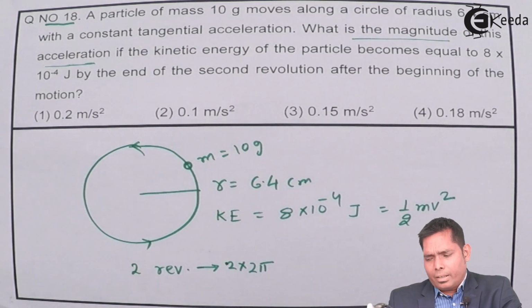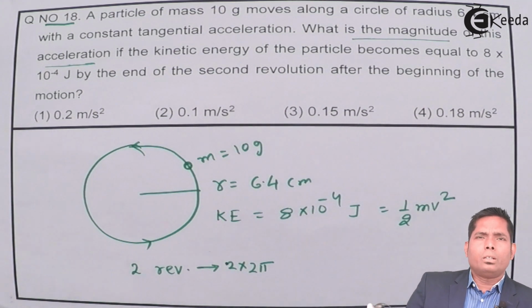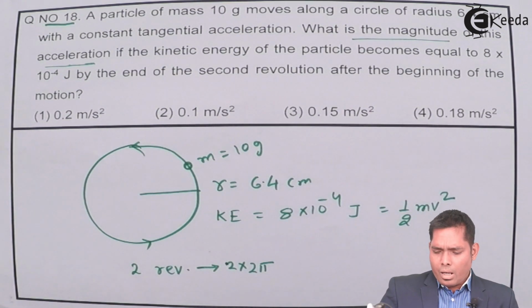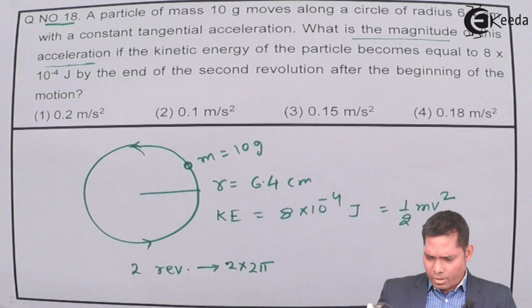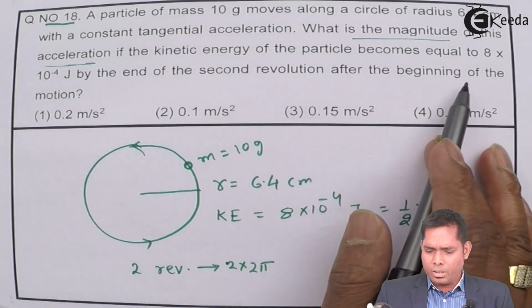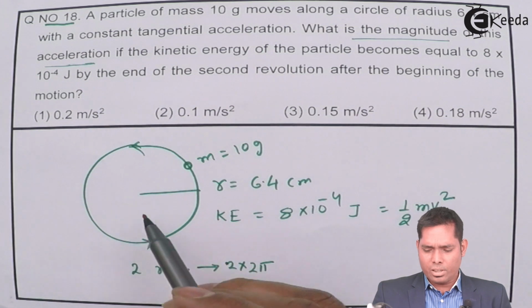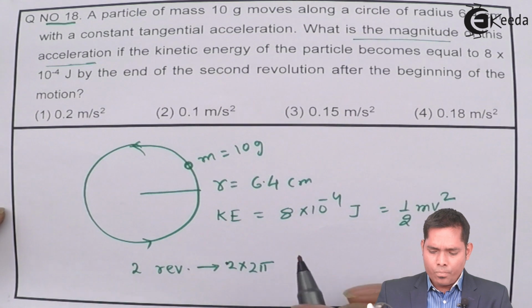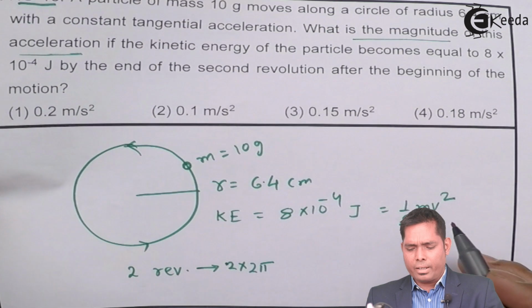So we know that when a particle moves in a circle, we need centripetal force, and as the speed is increasing after the beginning of motion, there must be some tangential acceleration also. Now, from this expression that kinetic energy is half mv square, I'll first get the value of v.